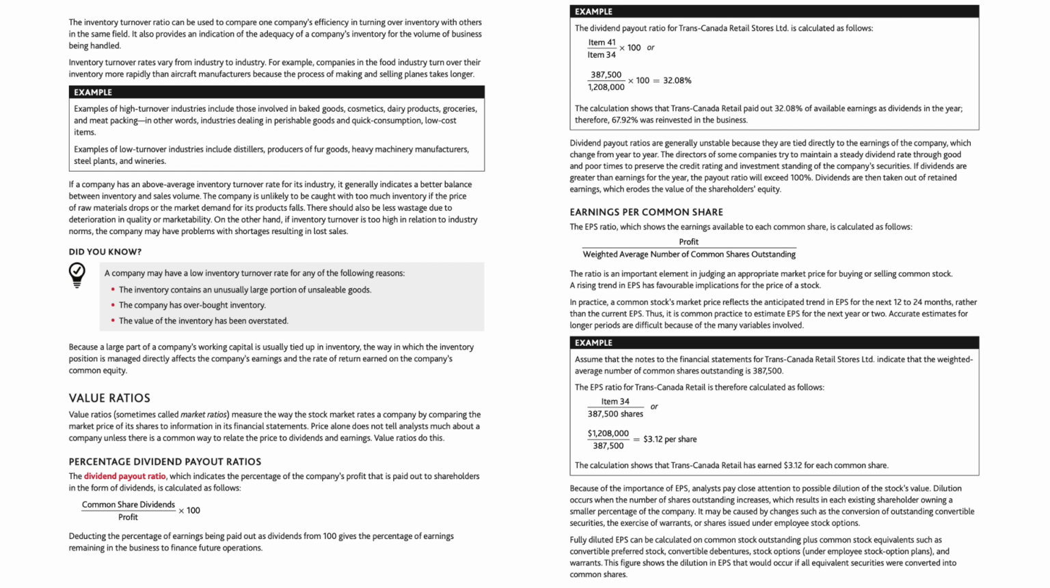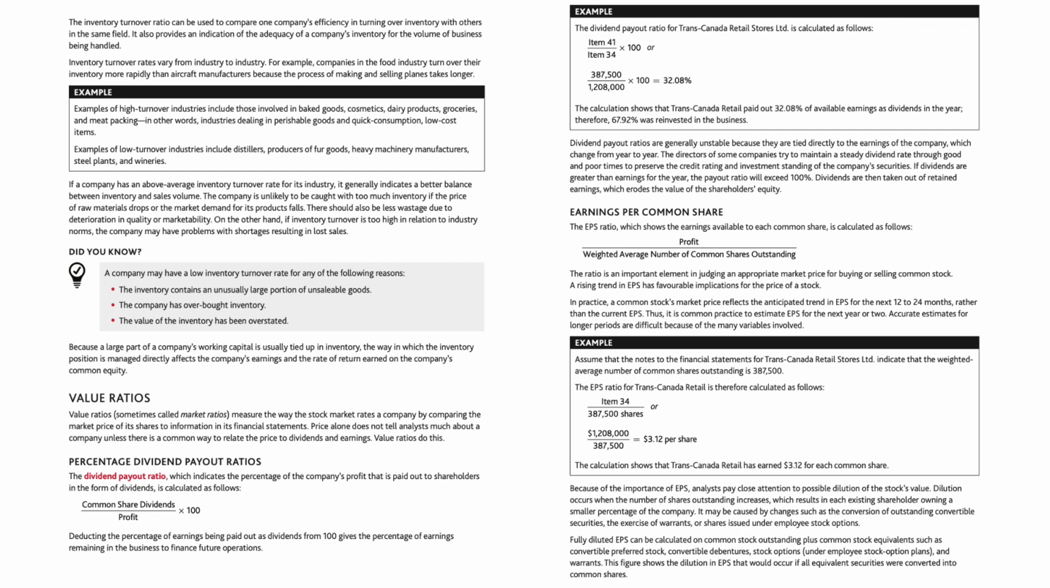The inventory turnover ratio can be used to compare one company's efficiency in turning over inventory with others in the same field. It also provides an indication of the adequacy of a company's inventory for the volume of business being handled. Inventory turnover rates vary from industry to industry. For example, companies in the food industry turn over their inventory more rapidly than aircraft manufacturers because the process of making and selling planes takes longer.